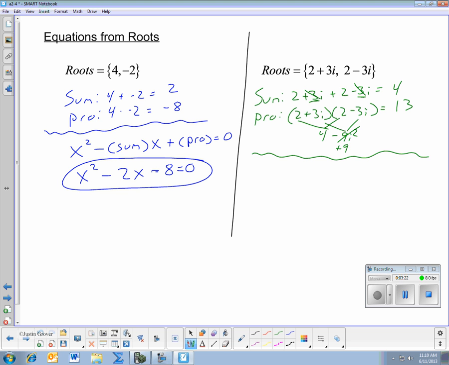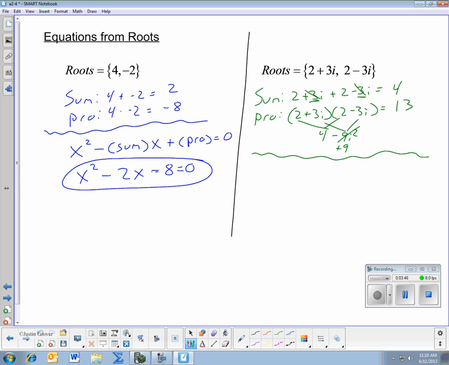So the sum and the product for complex roots are really quite simple. The sum is easy because your complex parts cancel out, and the product isn't too bad because since they're conjugates, you don't need to do all 4 terms of FOIL, because the 2 middle terms will end up being additive inverses. In this particular case, we would have had a negative 6i and a positive 6i, which would have canceled out anyway. So recognizing the conjugates is very helpful.